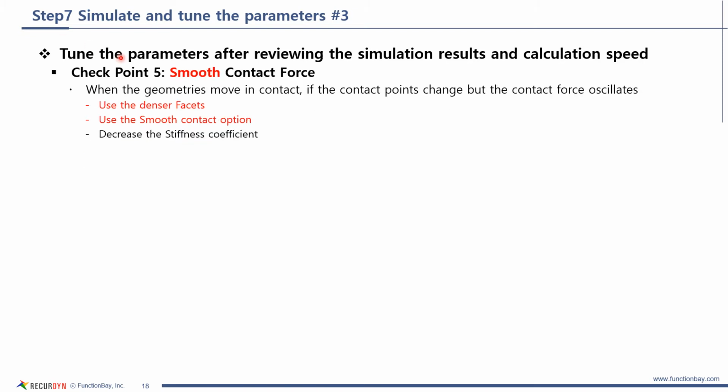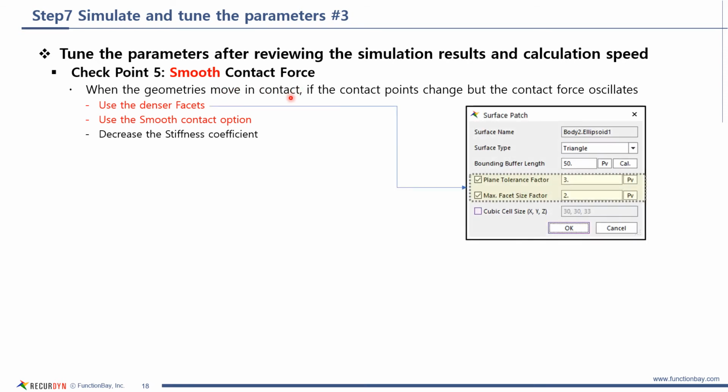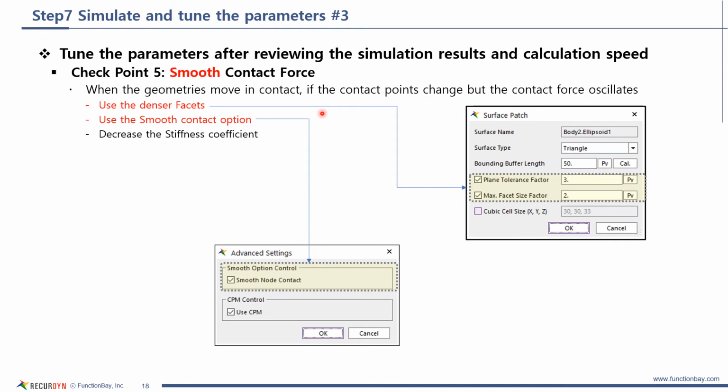Fifth checkpoint is smooth contact force. The direction or the magnitude of the contact force sometimes oscillates because of numerical reasons. In that case, use denser facets in the area where the contact occurs or use the smooth contact option. Using a smaller stiffness coefficient can also reduce the oscillation of the contact force.